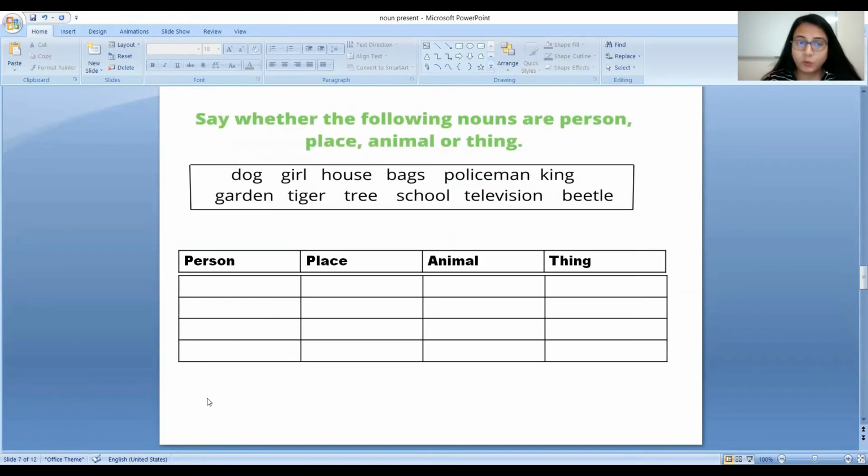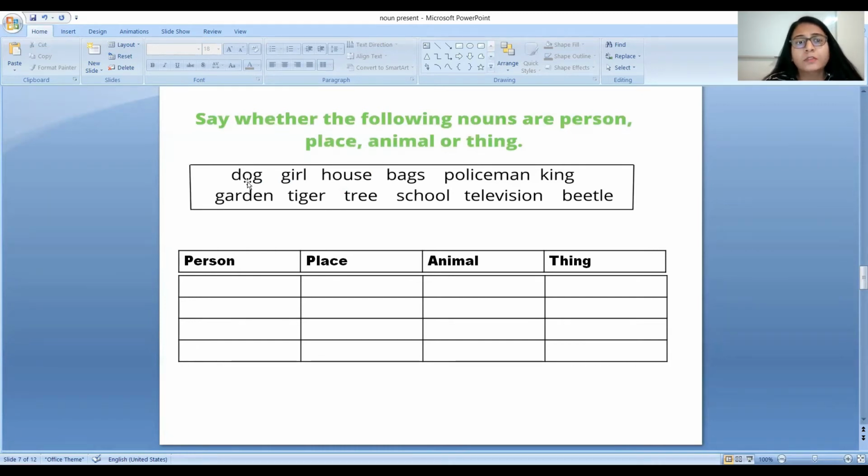Okay. Let's do one activity. So the topic noun will be more clear to you. Here in this activity, as you can see a box, this box where there are some words. These words are actually nouns. And now you have to tell me which of these categories these words will come in or will fall in. Okay. Let's get started.